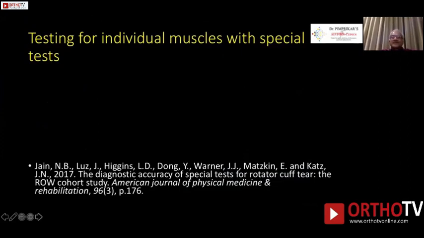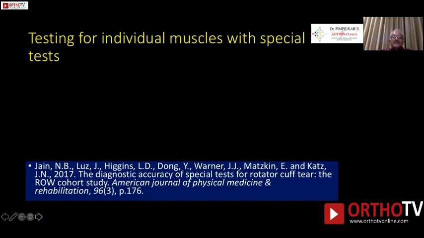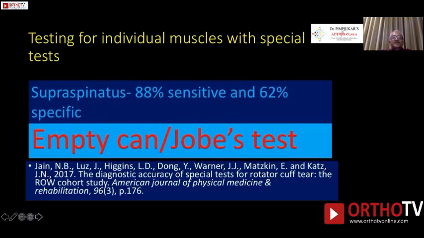When it comes to individual muscle testing, we call them special tests. So we test for individual muscles to see for any shoulder pathology. And here we see that there is evidence for each and every test which talks about the efficacy or the sensitivity and specificity of this test. So the first test is what is called the empty can or Jobe test, which is done for supraspinatus, and it is about 88% sensitive and 62% specific for supraspinatus.